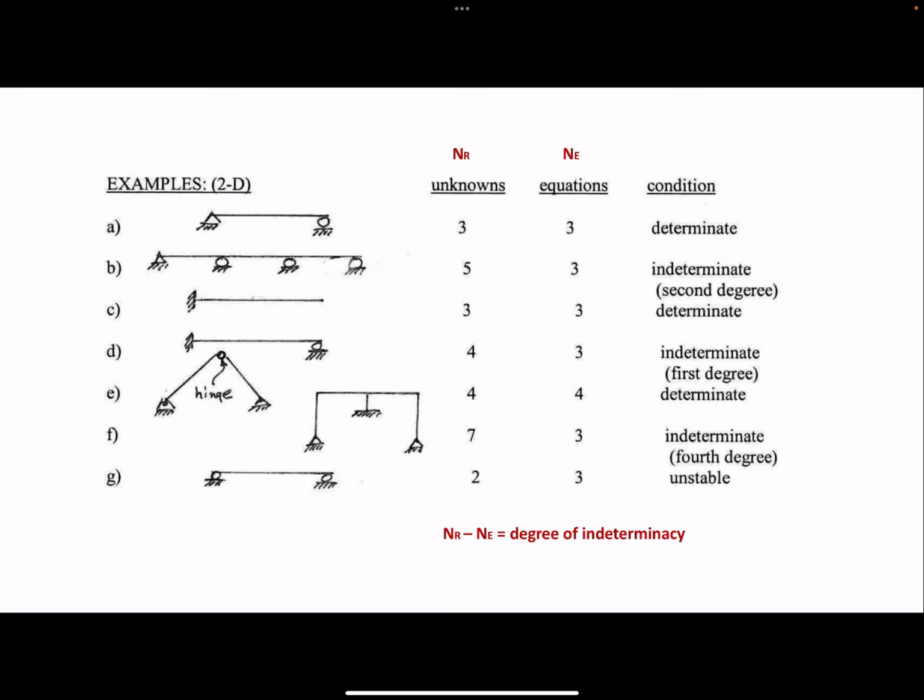And so what the degree tells you is essentially, you can think of it as, how many assumptions you need to make to render this determinate. So that's something that we'll look at later on in this class in the context of approximate analysis, or in finite element analysis. You'll see that the more indeterminate a system is, the easier it is to solve using matrix solutions. So we'll come to that later in the class.